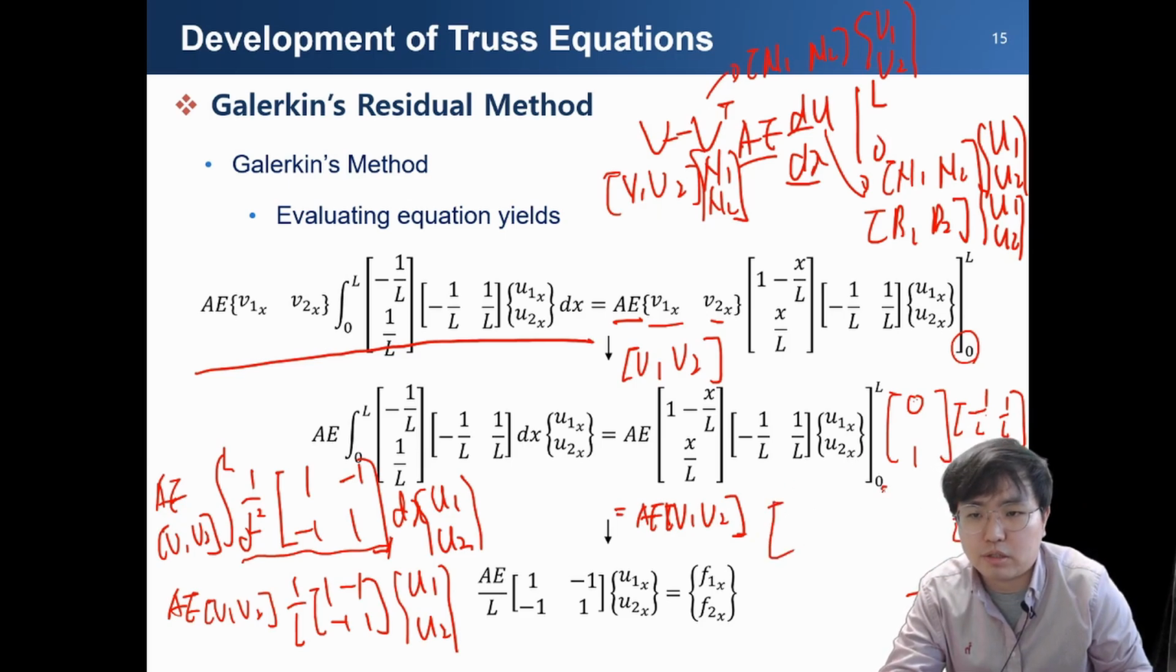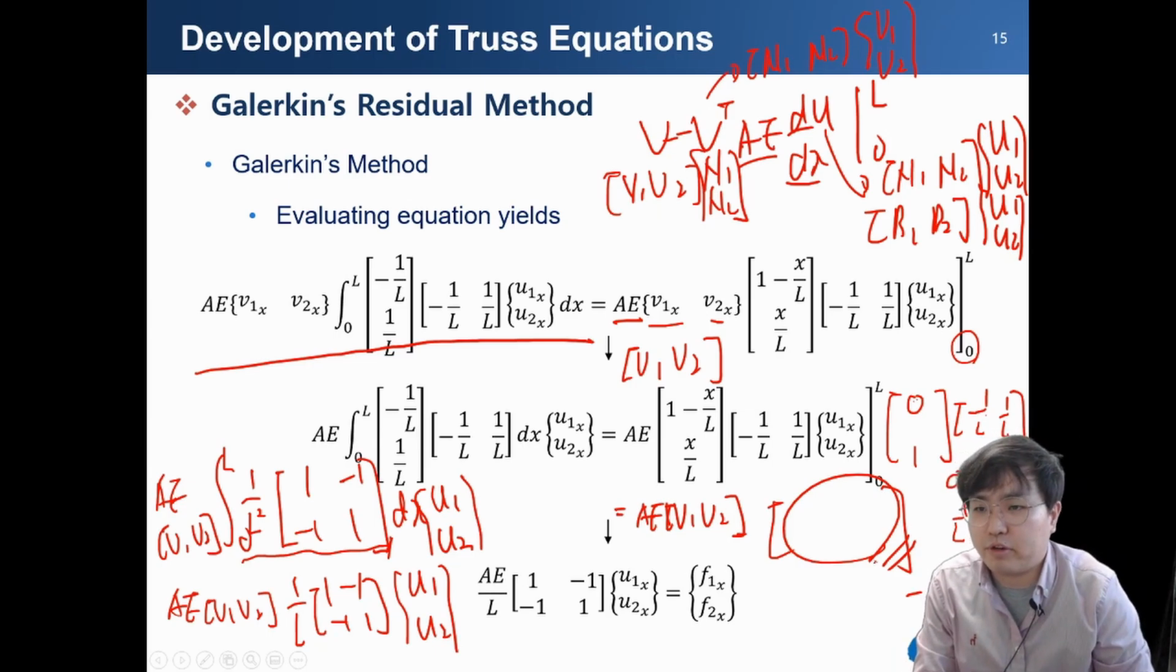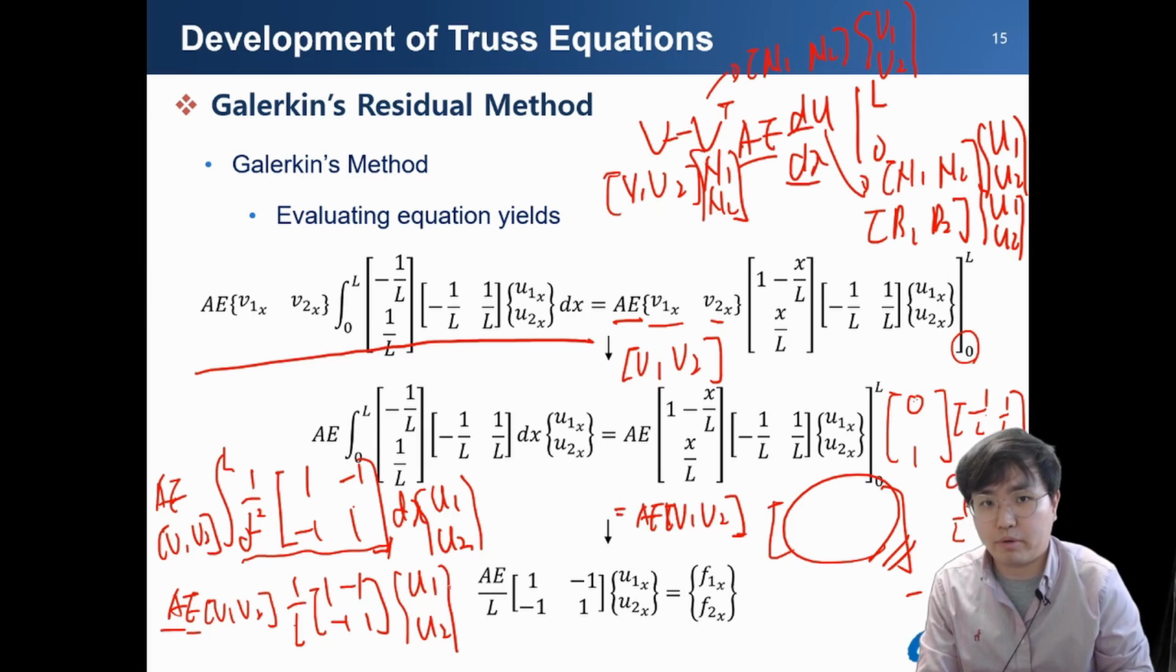Anyway, we obtained some result, and next time I will introduce more detail. Here we have the cross-section area and Young's modulus, and this is the length, and this part is just a matrix with constants. u1 and u2 are unknown variables. We are going to obtain the u1 and u2 values here.